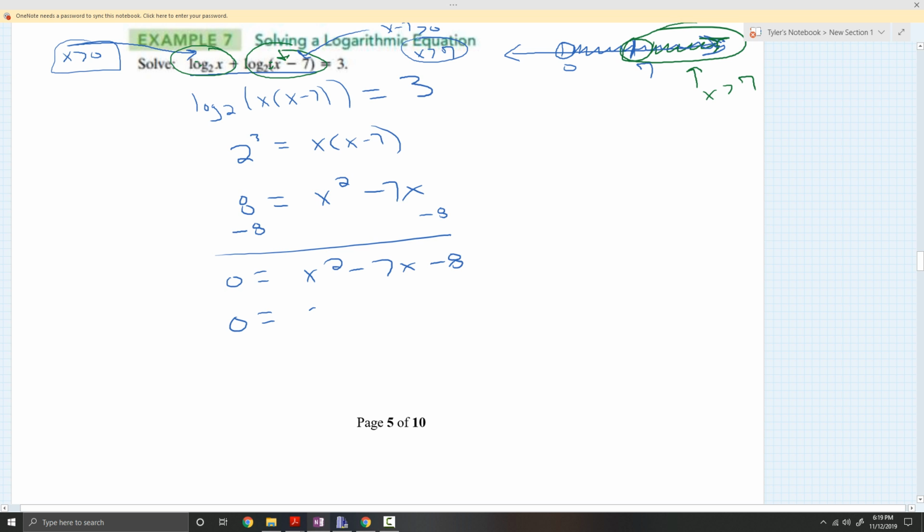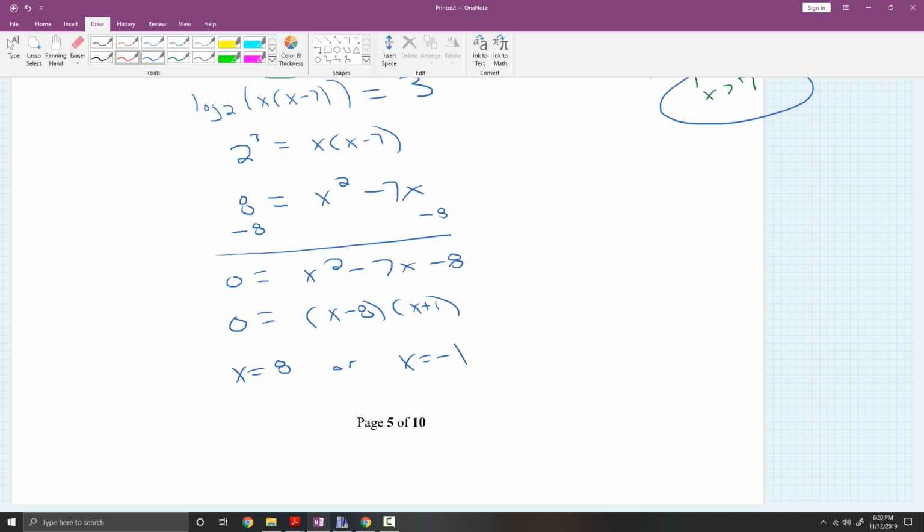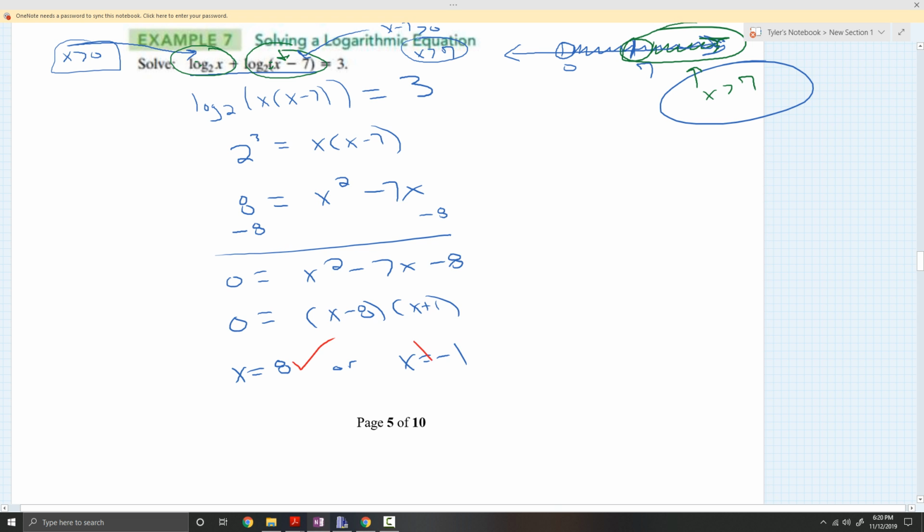So this will actually factor. It's x minus 8, x plus 1 works, right? So in other words, x is 8 or x is minus 1. So now what we need to do is check to see if both of these will work. Remember, I said that x has to be greater than 7, so this one's good, but this one's not, because it's not bigger than 7.